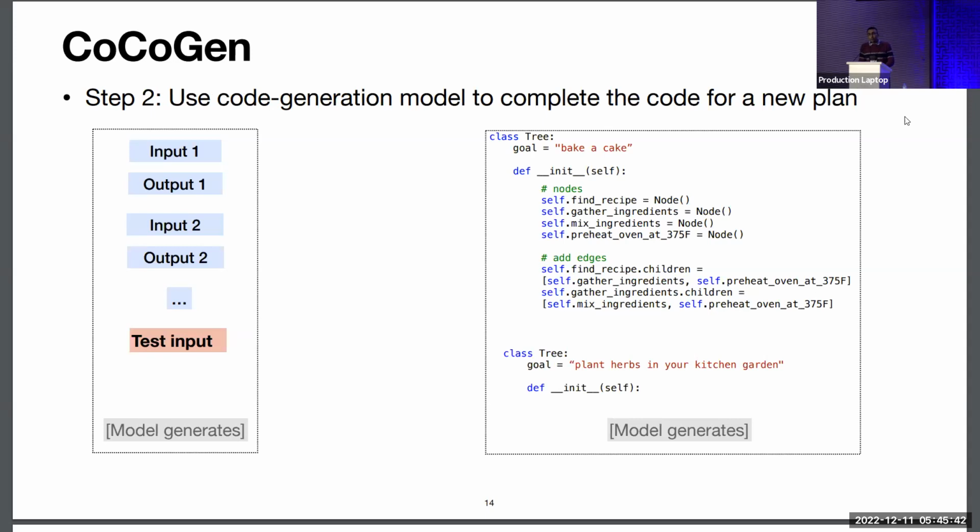Step 2 is that you create a prompt, or you create some examples, some demonstrations on how to go from input to output. In this case, we create a prompt that has several examples of different structures translated as code. So in this case, the first example is class tree, as I've written in the example on the previous slide. And at test time, for a new scenario, we only write class tree. The goal is, in this case, plant herbs in the kitchen garden, def init, and the rest of the code is completed by something like Codex, right?